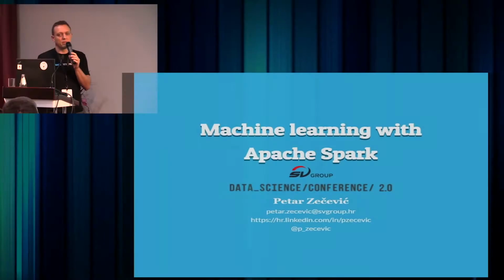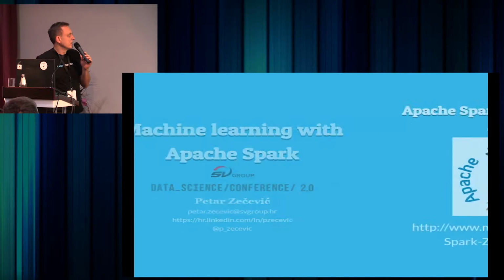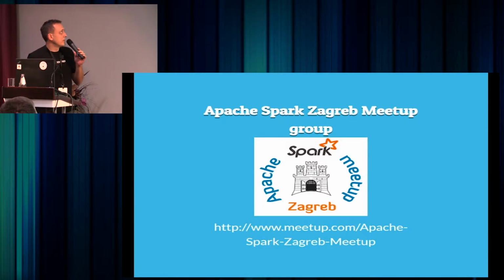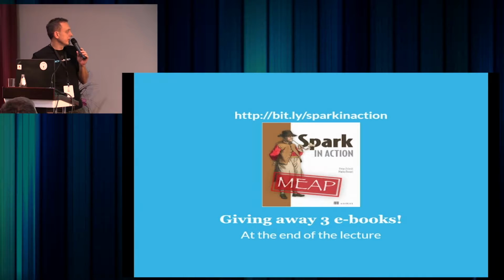So I'll be talking about machine learning with Apache Spark. I come from SV Group, a company in Zagreb. We're about 40 people working with big data. We have Spark projects and so on. I'm organizing Apache Spark Zagreb meetups in Zagreb, monthly meetups. I'm trying to do it monthly.